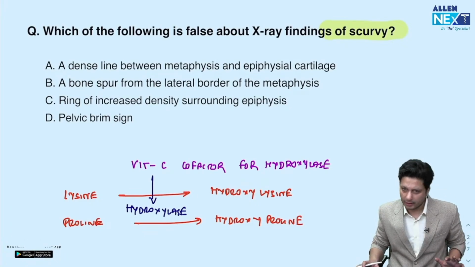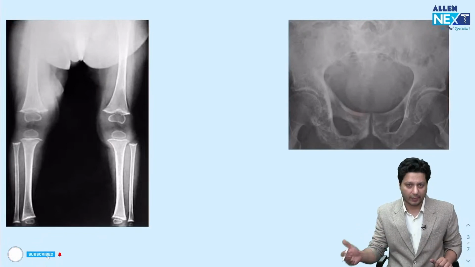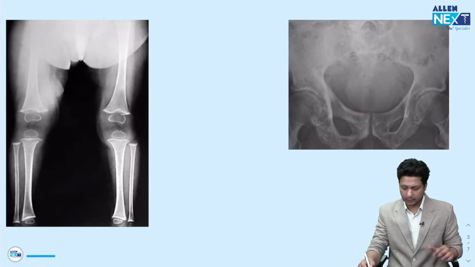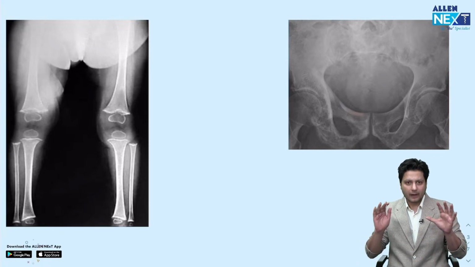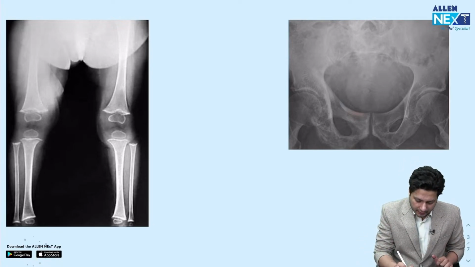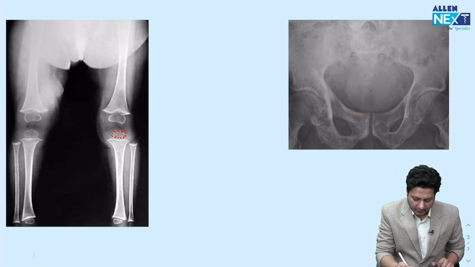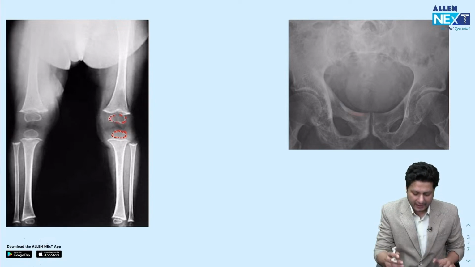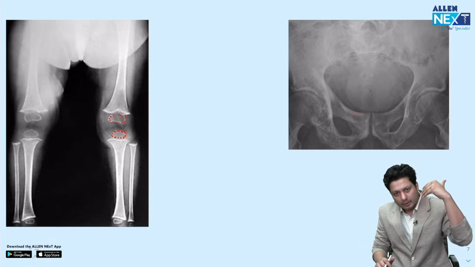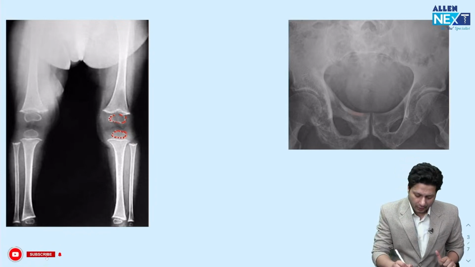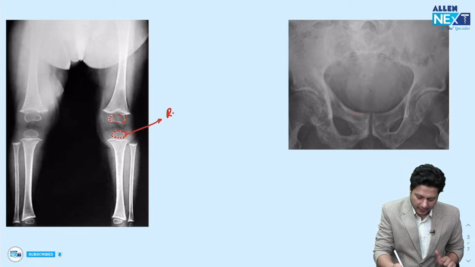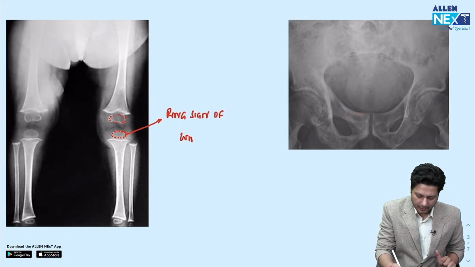Point number 2, always remember, related to scurvy are the X-ray findings. Now, what all are important X-ray findings related to scurvy are that there is increased density of the margins of the epiphysis. These are the margins of the epiphysis and they are sclerosed. They are having increased density in comparison to the bony matrix of the epiphysis. Now, this sign is known as the ring sign of Wimberger. Ring sign of Wimberger. So, these are the X-ray findings related to scurvy.